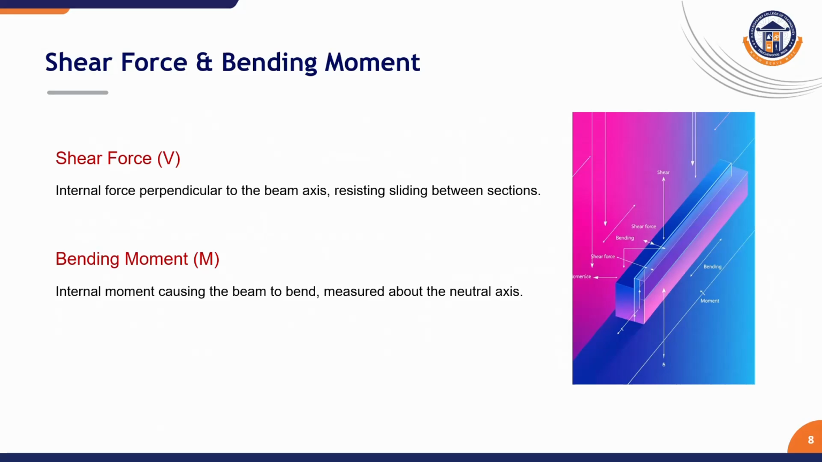Shear force and bending moment. Shear force at a section is the internal force acting perpendicular to the beam axis. It resists the tendency of one part of the beam to slide over the other. Bending moment is the internal moment that causes a beam to bend or curve about the neutral axis. These two internal actions are the most important parameters in beam analysis.